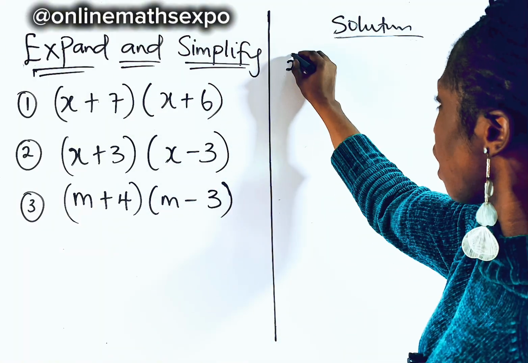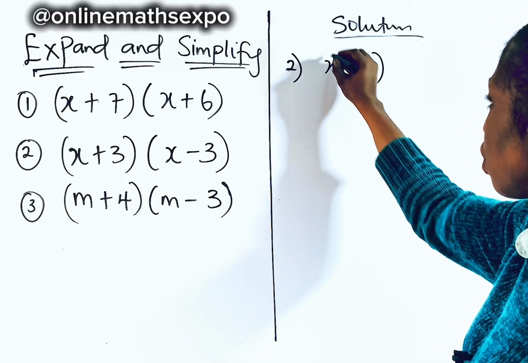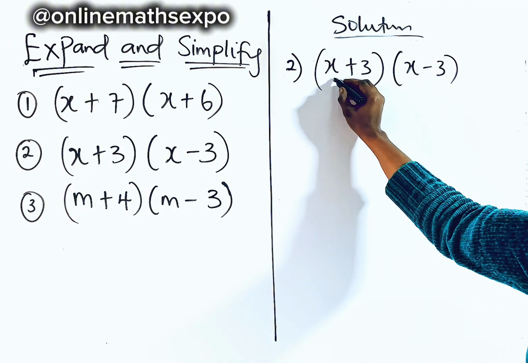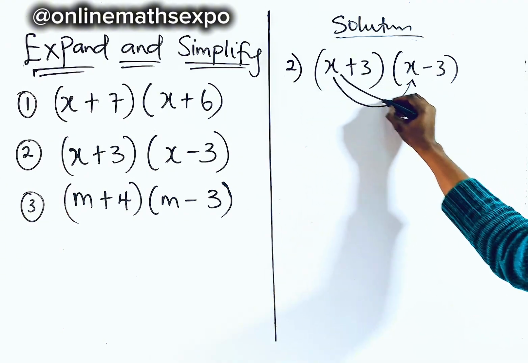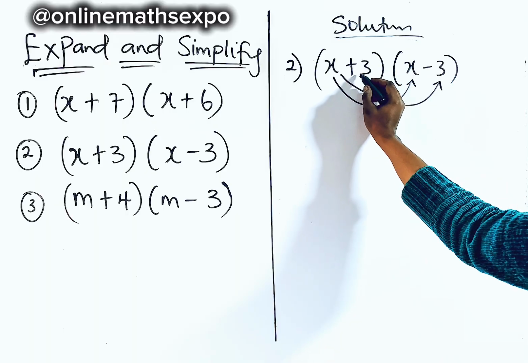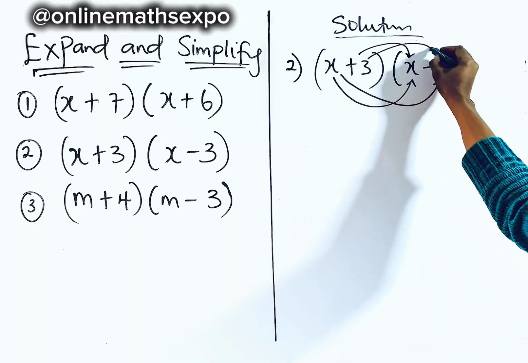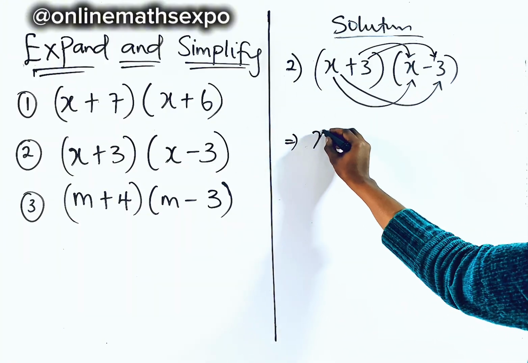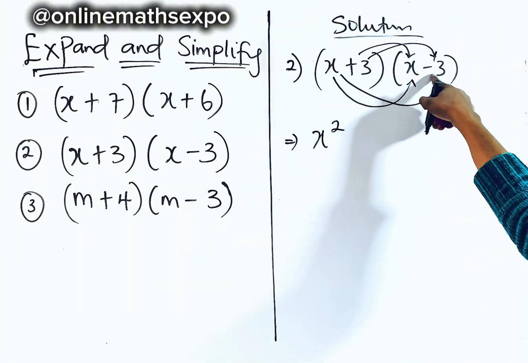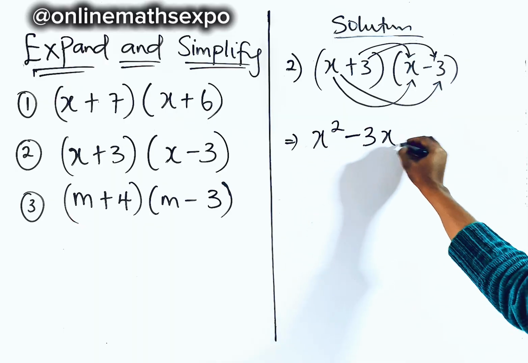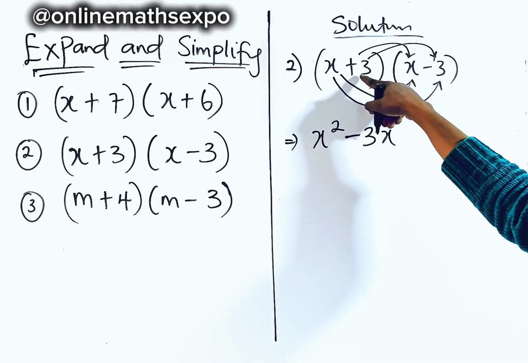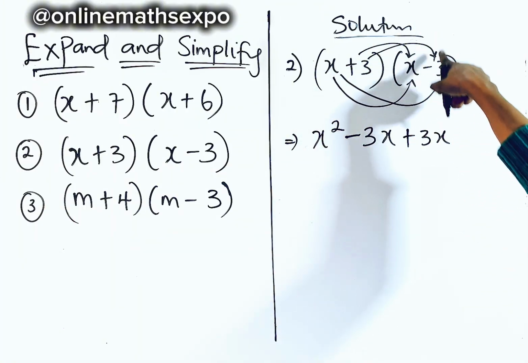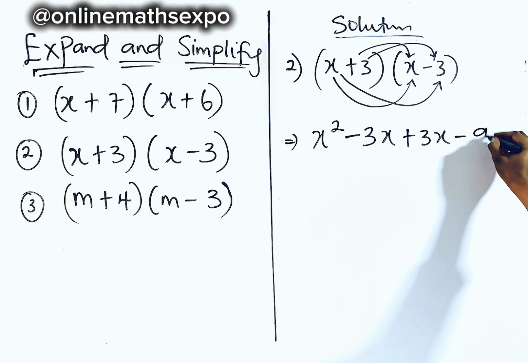So for the second one, we have (x + 3)(x - 3). Repeat the same process. Use this to multiply the two values in the next bracket, okay? Now, this 3 is positive. Use it to multiply these two. So it's going to give us x multiplied by x is x squared, and x multiplied by negative 3 gives us negative 3x. Did you see? Do the same here. 3 multiplied by x gives us positive 3x, and positive 3 multiplied by negative 3 gives us negative 9.